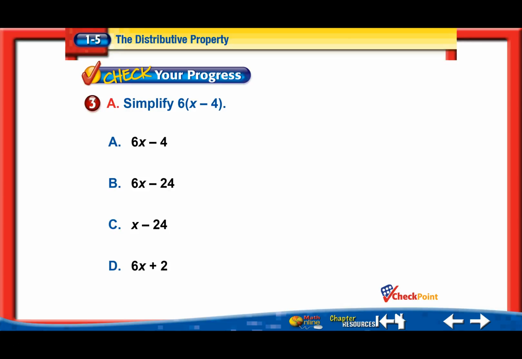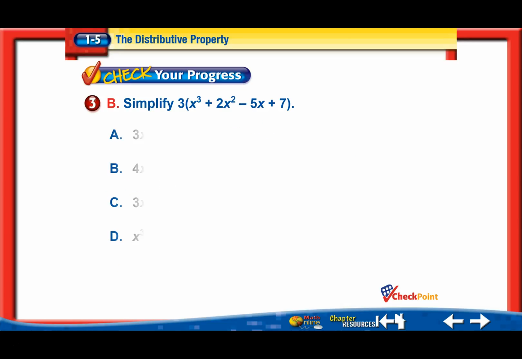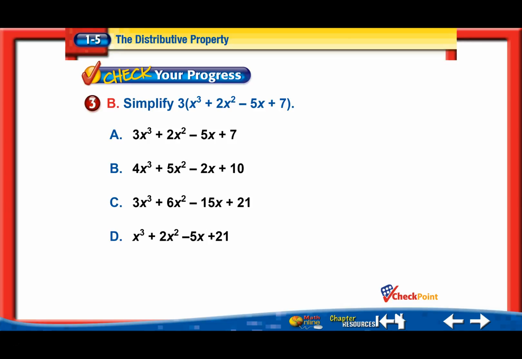All right, let's try this one, pause it, give it a shot, and go. All right, so I would just multiply 6 times x and 6 times negative 24. A positive times a negative will be a negative, and then 24 would go here. So 6x minus 24. Simplify this out.